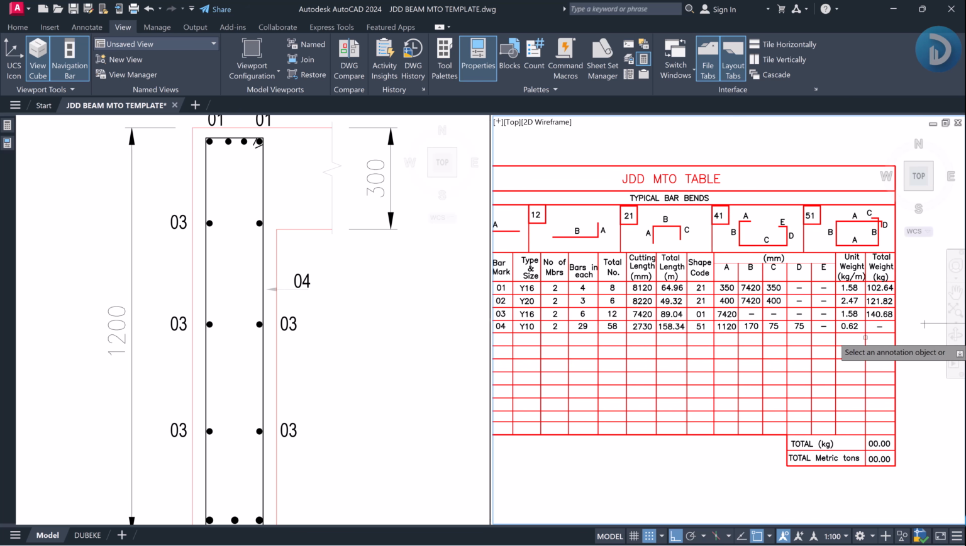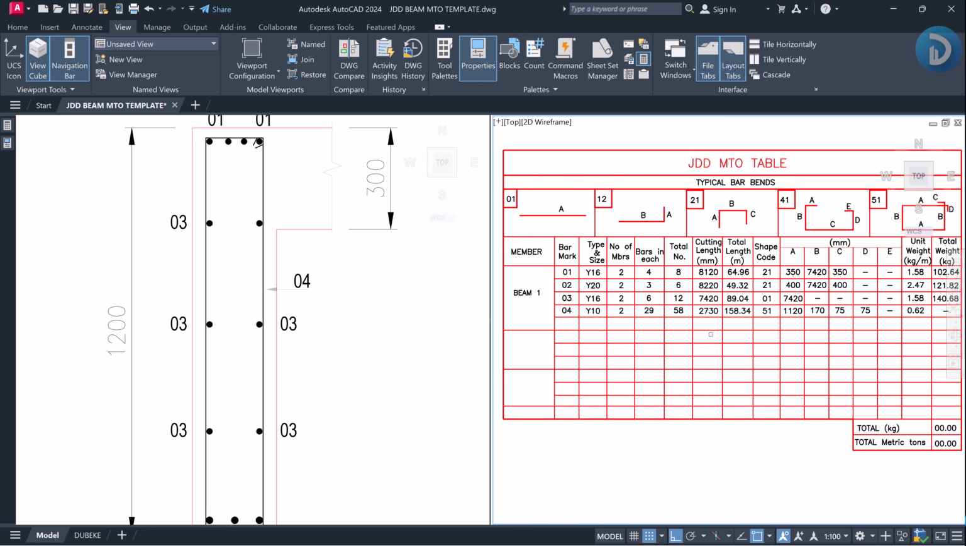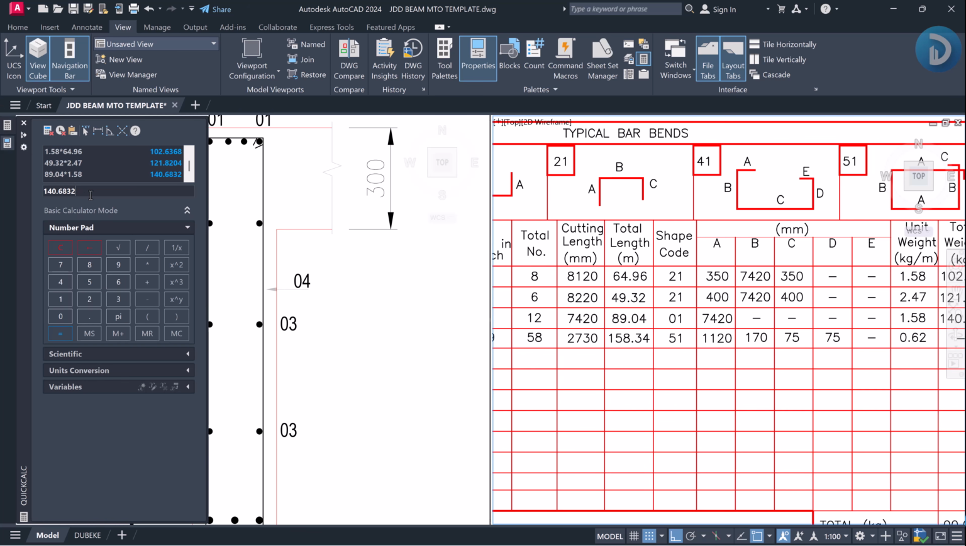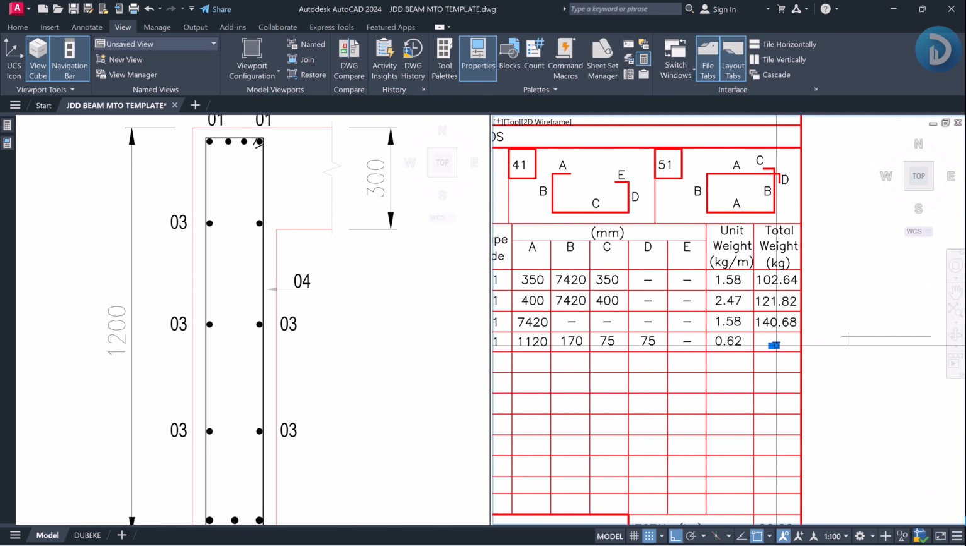And for the links we'll be having a total length of 158.34 and a unit weight of 0.62. So let's multiply 0.62 times 158.34, and this will be 98.2. So let's take this to a total weight of 98.2.